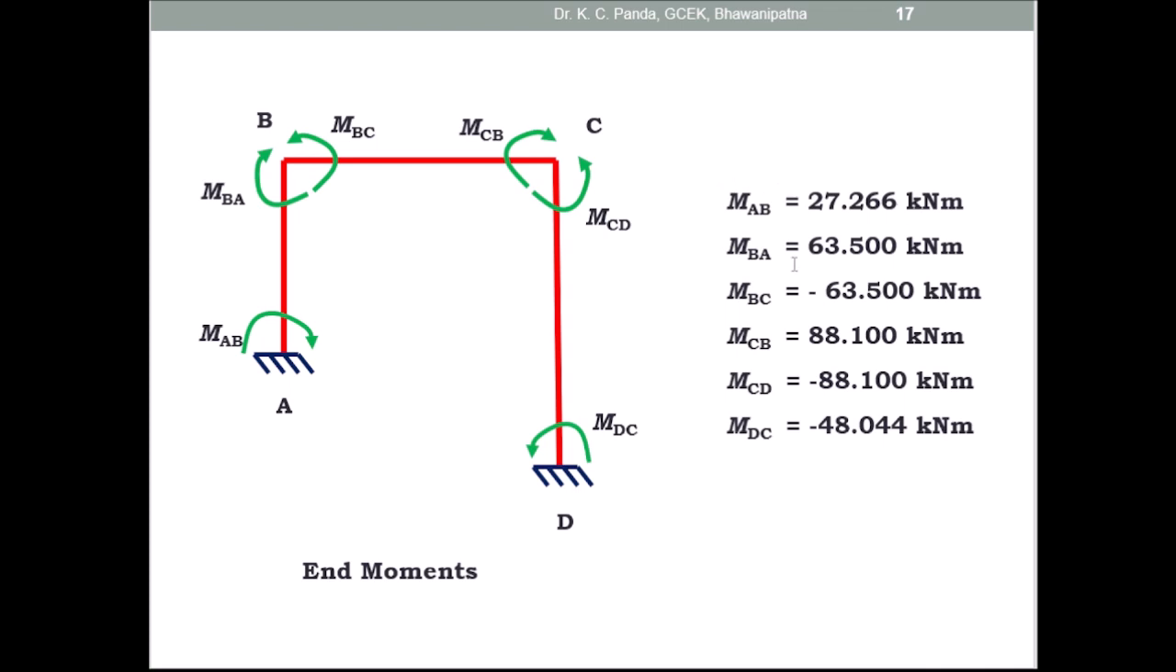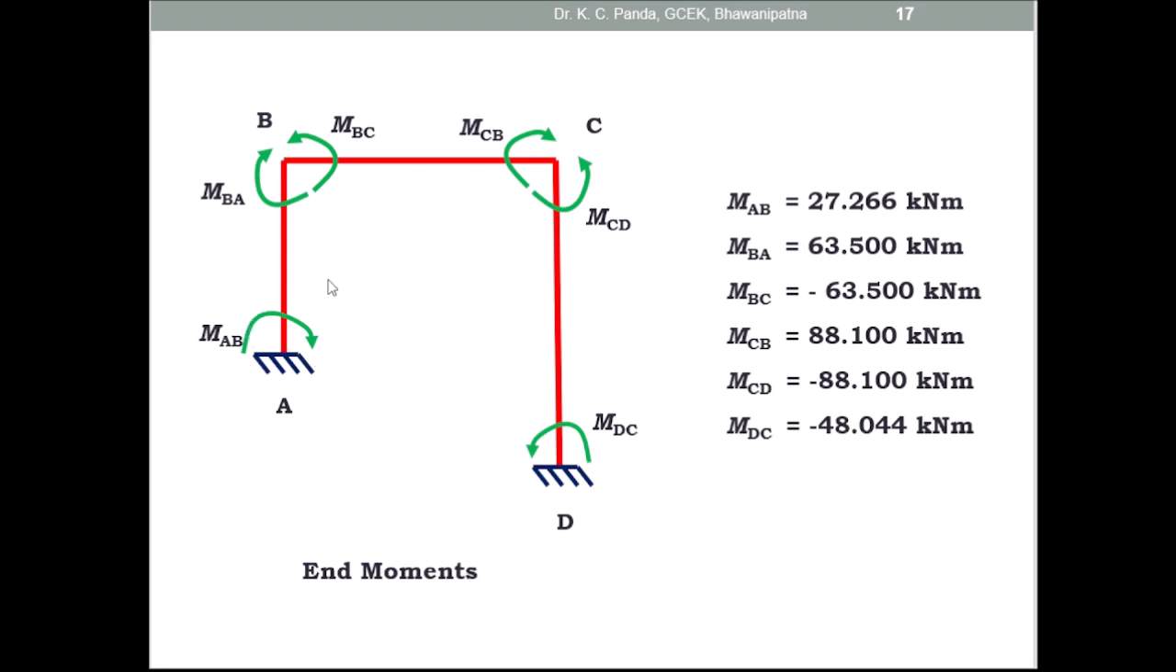Then according to the moments MAB, MBA, MBC, MCB, MCD and MDC, give the direction of the moment. MAB is equal to 27.266 kilonewton meter positive, so the direction is clockwise. MBA is equal to 63.500 kilonewton meter positive, also clockwise. MBC is minus 63.500 kilonewton meter, so this is anti-clockwise. MCB is equal to 88.100 kilonewton meter, clockwise. MCD is equal to minus 88.100 kilonewton meter, anti-clockwise. MDC is equal to minus 48.044 kilonewton meter, also anti-clockwise. So these are the directions of the moments.